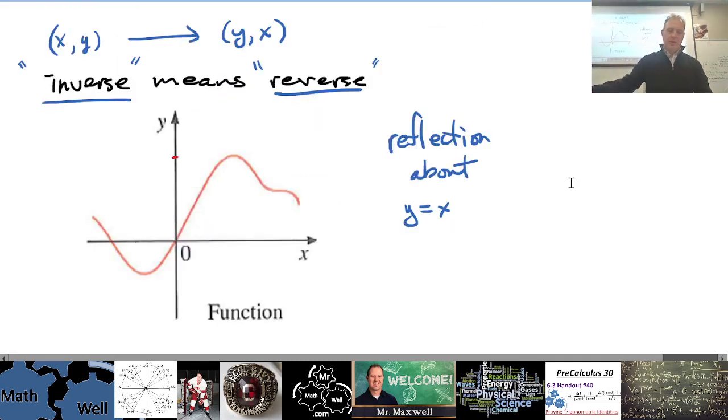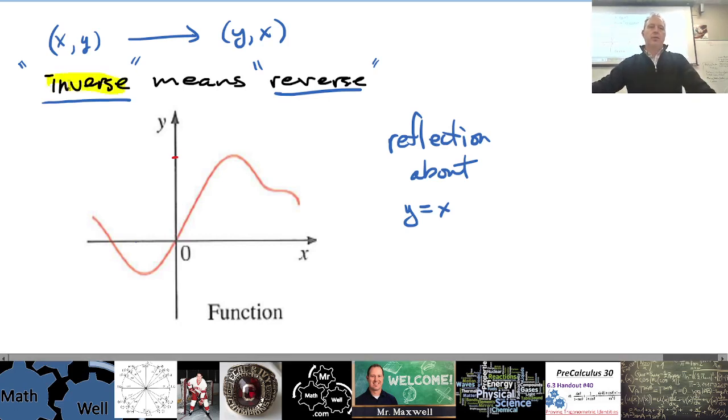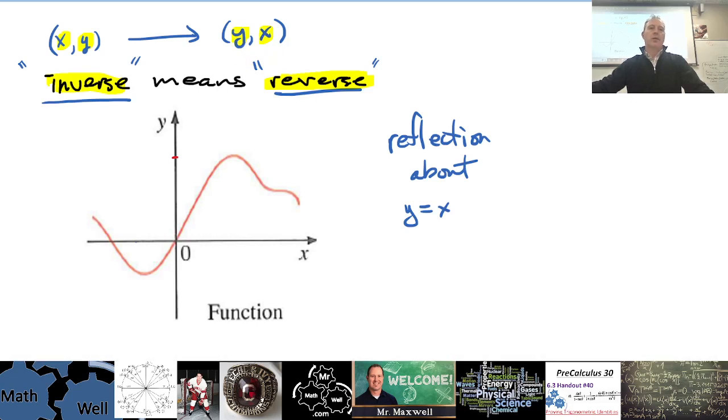So next is the inverse of a function. You recall in Pre-Cal 30, with inverse, you want to think reverse. Inverse means reverse. What are we reversing? We're reversing the coordinates of each point on the original function. And so the inverse is going to have points y comma x.